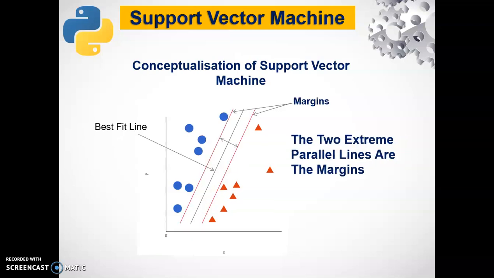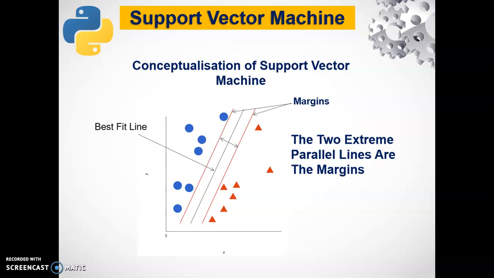If we look at this picture, the two parallel lines on the extreme of our separating line are called margins. And so, how far do we need to move parallelly so that we just hit the circles on one side and triangles on the other side? These two lines or margins are equidistant from the best fit line. This is what the support vector algorithm does. It keeps on iterating with the line that separates two groups and finds the distance between the margins. The one that has the maximum distance is the best fit line.